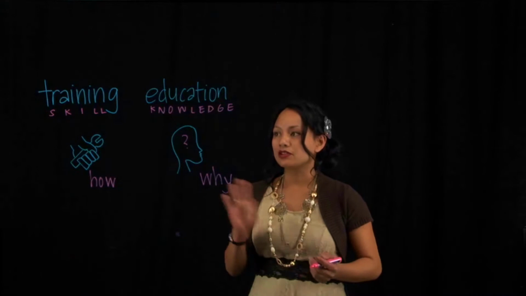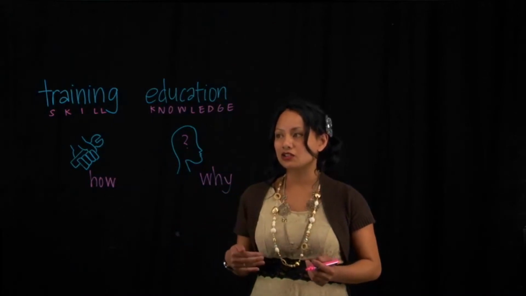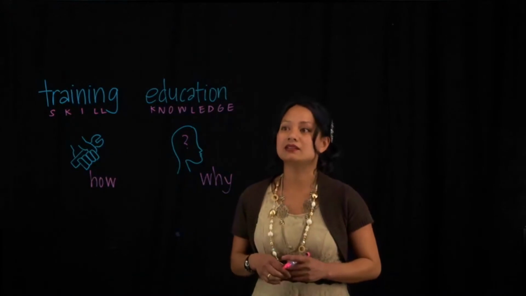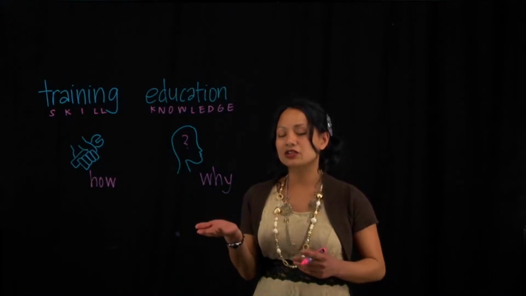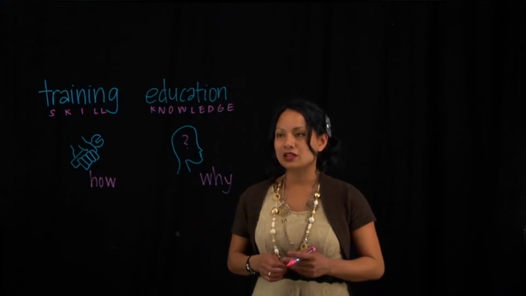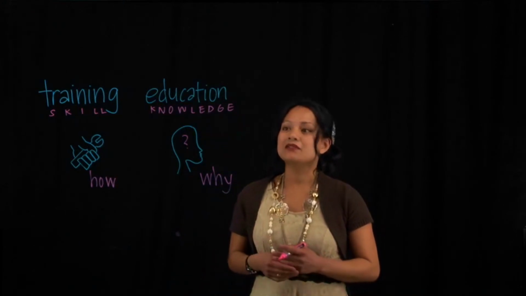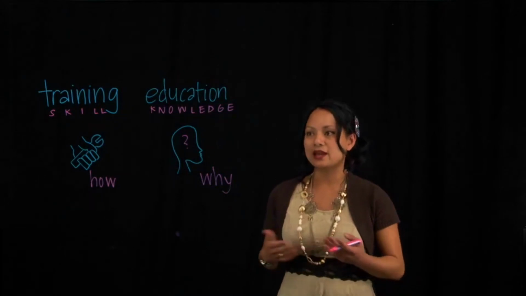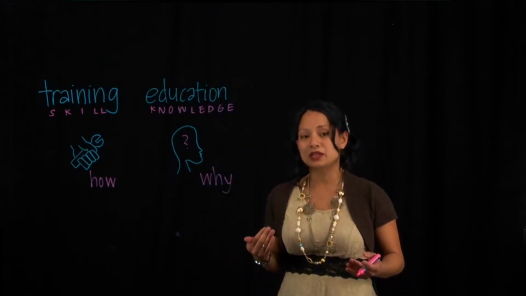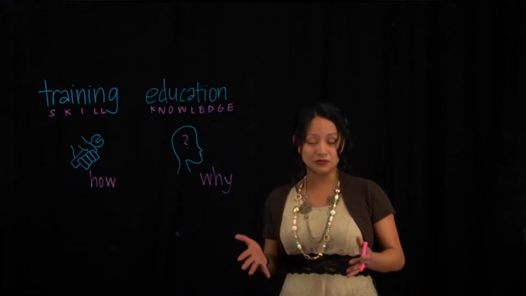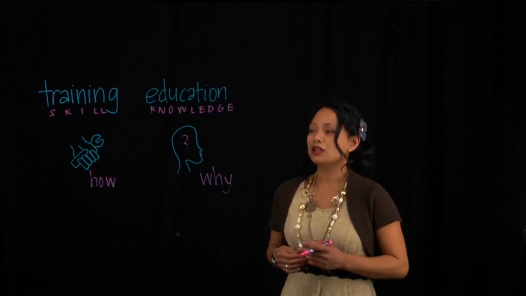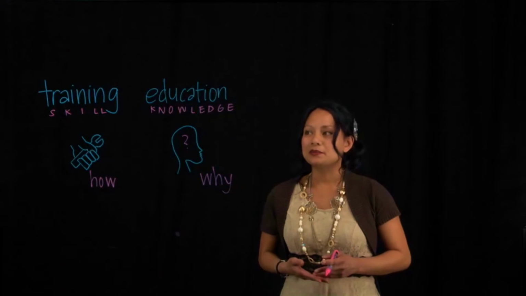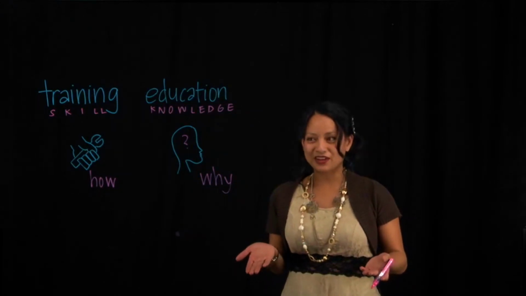Another example about the difference between training and education is learning how to drive. When I learned how to drive, I attended a driver's education course to understand the rules of the road, to figure out why it was so important to comply with the laws that were laid out for me. But that was different than actually learning how to operate a motor vehicle, which is something that you do in driver training school.